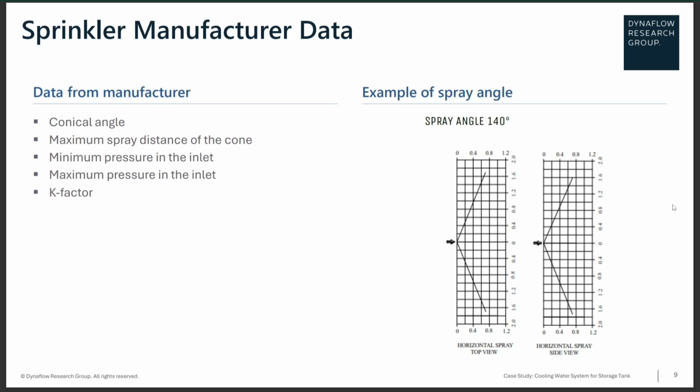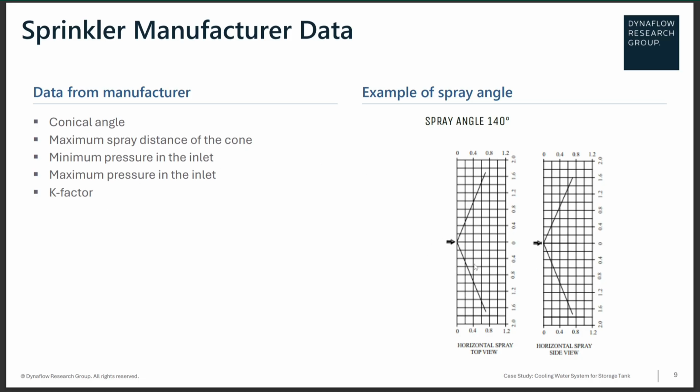One of the key data that we need for this analysis is the sprinkler manufacturer data. Normally, from the manufacturer, what we know is the conical angle, the maximum spray distance of the cone, the minimum and maximum pressure at the inlet of the sprinkler, and obviously the K factor to know how big the resistance of that sprinkler is.